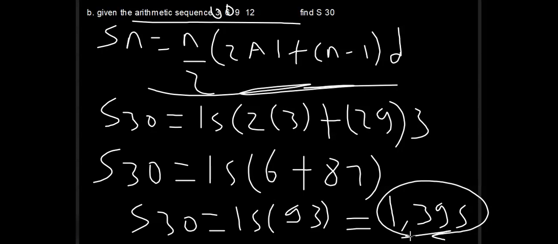So now let's do the last example. Okay, so the last example says: find the sum of 20 terms whose general term is an equals 3n. So they don't give us any An, A1, or D, so we have to find those numbers.